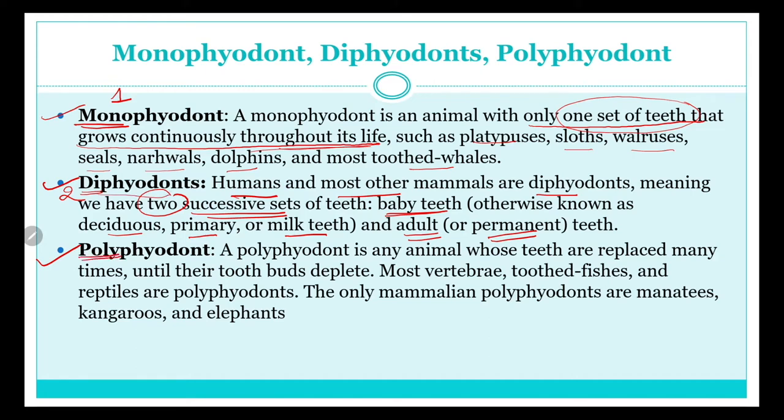Then comes polyphyodont. Poly means many. So a polyphyodont is any animal whose teeth are replaced many times until their tooth bud completely depletes. So in monophyodont, teeth come only once in life. In diphyodont, teeth come twice in life. In polyphyodont, the teeth come many times until the tooth bud is completely depleted. Most vertebrates, tooth fishes, reptiles are polyphyodonts. The only mammalian polyphyodonts are manatees, kangaroos and elephants.